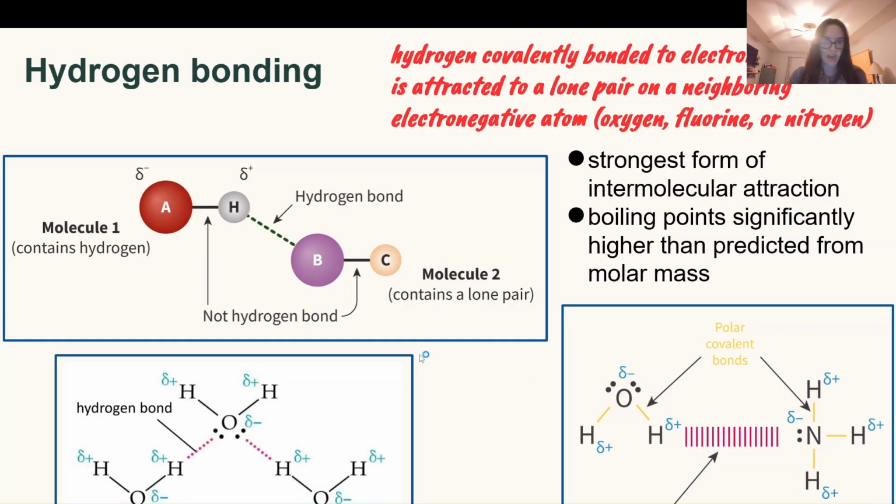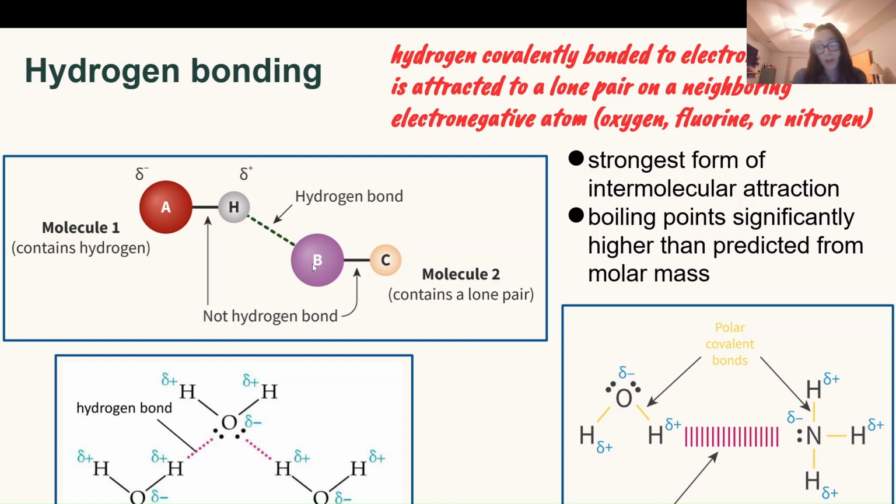Okay, so here is a diagram so you can kind of see what I'm talking about. It is the strongest form of intermolecular attraction. So that means boiling points are significantly higher than those you would predict for other elements in that column, or if you have elements of similar molar masses. So, for example, we have molecule 1, it contains hydrogen, and you see that it is covalently bonded to a very electronegative atom A here. And in this example, A has to be nitrogen, oxygen, or fluorine. Then it is attracted to a lone pair on molecule 2.